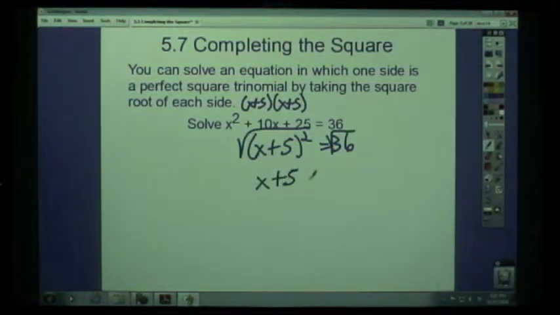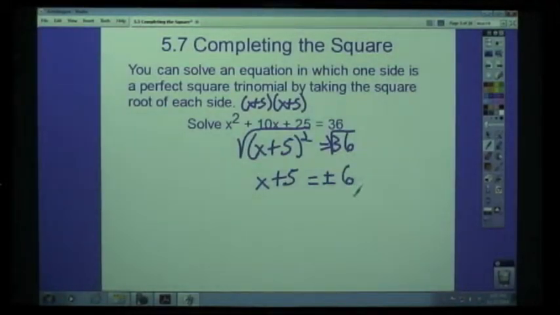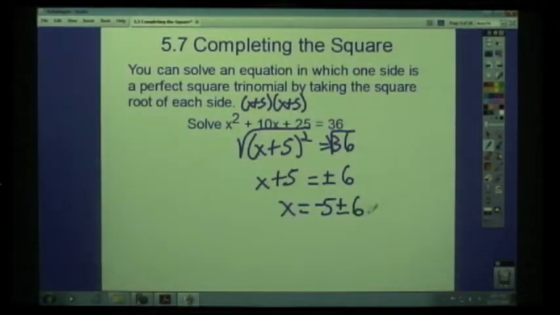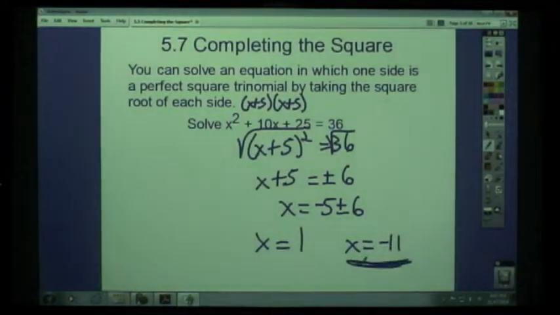x plus 5 equals plus or minus the square root of 36, which is 6. Subtract the 5 over and you get -5 plus or minus 6. What's -5 plus 6? That's 1. -5 minus 6? That's -11. There are my two answers.